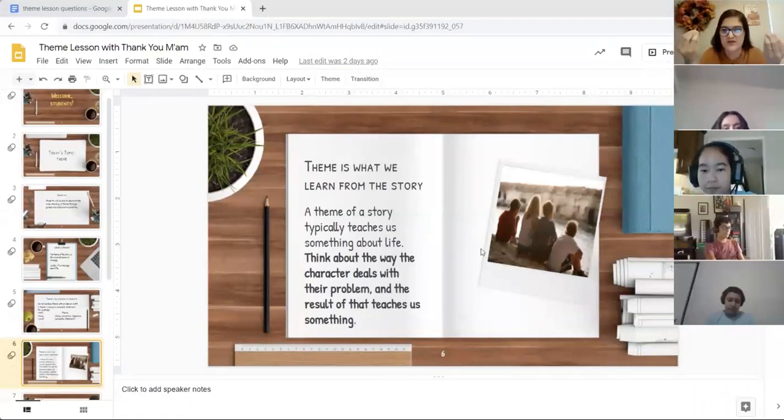So I just gave you guys a huge hint towards the theme of the story. The way she dealt with it and the result, that's going to be the theme. And that's for pretty much any story that you read. The way the main character deals with their problem and the result of that, that's what teaches us something.